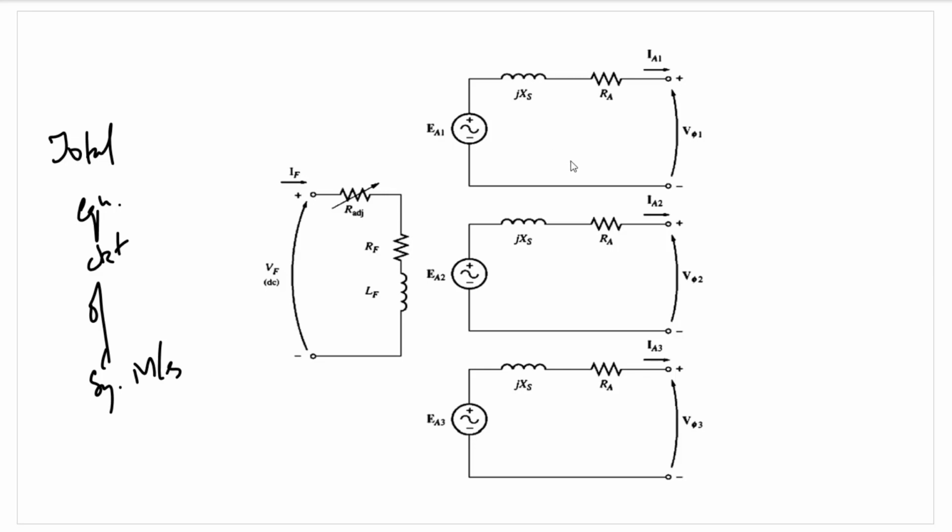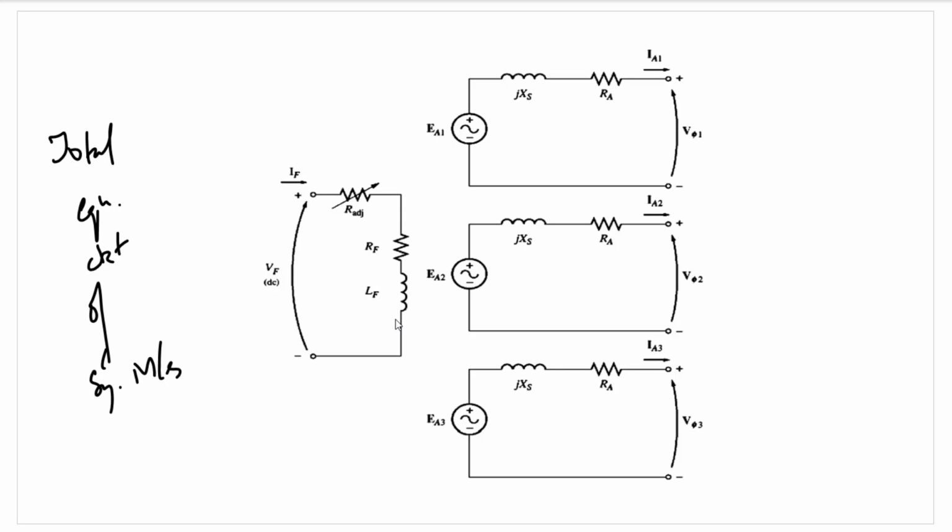This is for a case of a synchronous generator, where IA1, IA2 and IA3 have the direction of current like this. Accordingly, in phase 1 we can say Vφ1 is EA1 minus jXS IA1 minus IA RA. Vφ2 will be EA2 minus j... Since the rotor is common to all the three phases of the armature side in a three-phase machine, in a single-phase machine there will be only one phase of the armature as well.